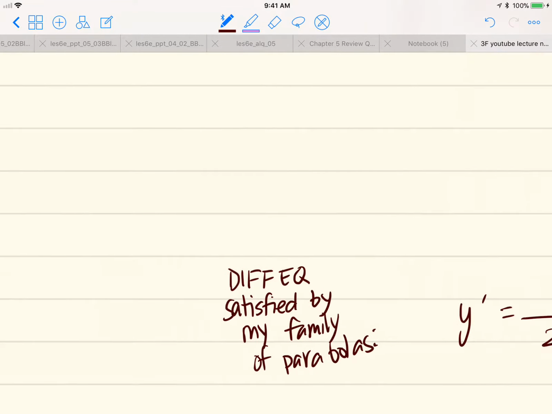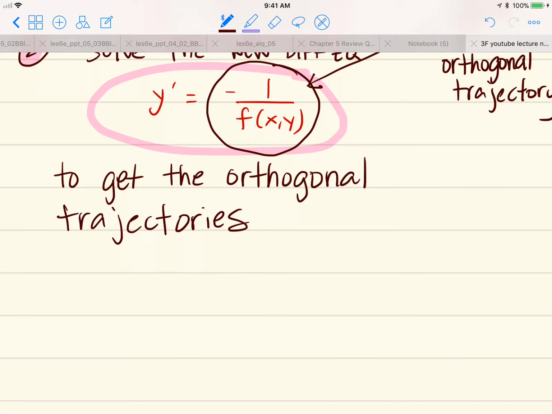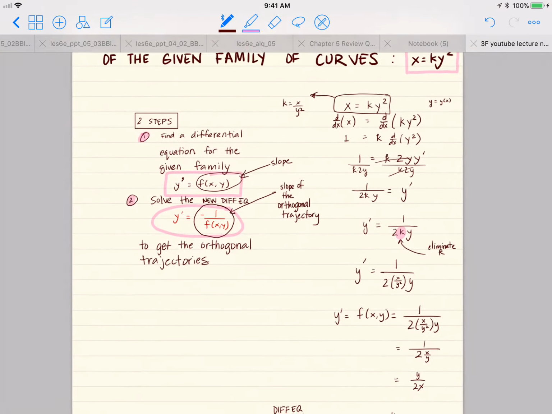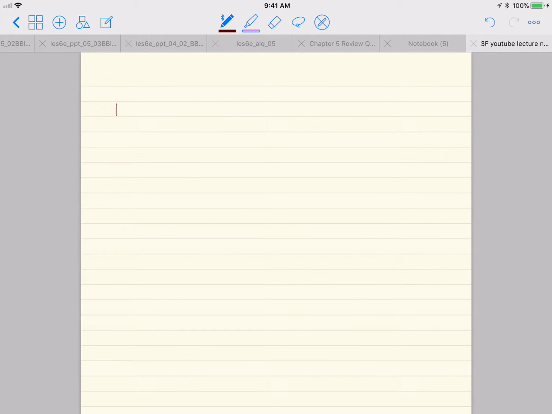Now step 2 is to solve the new differential equation, y prime equals negative 1 over f of x, y. So I now need to solve this new equation, this new differential equation.